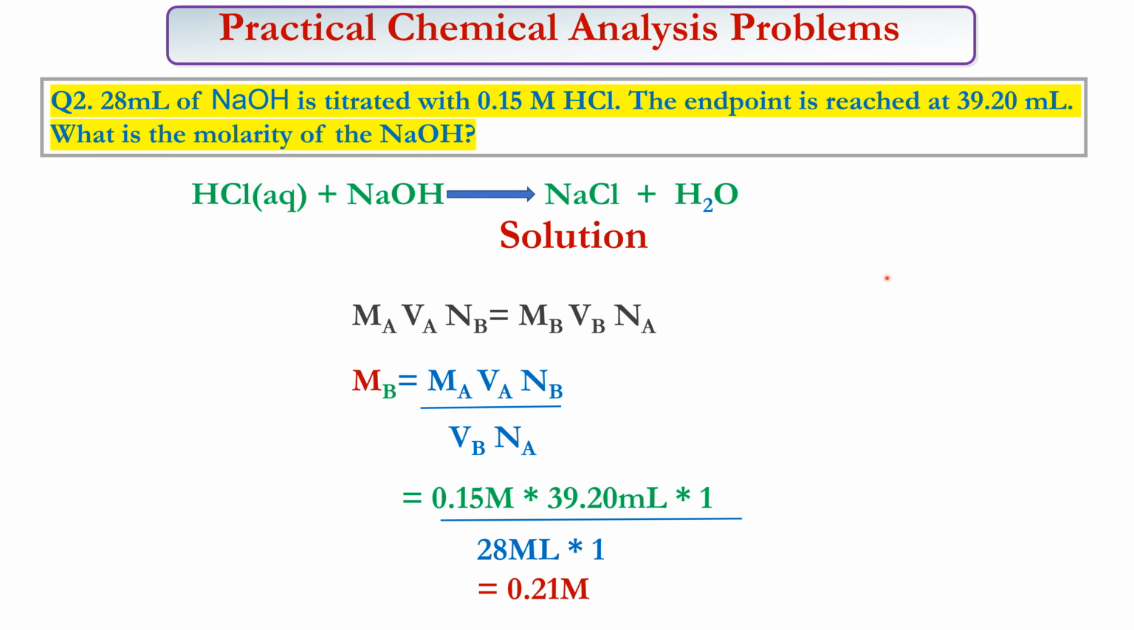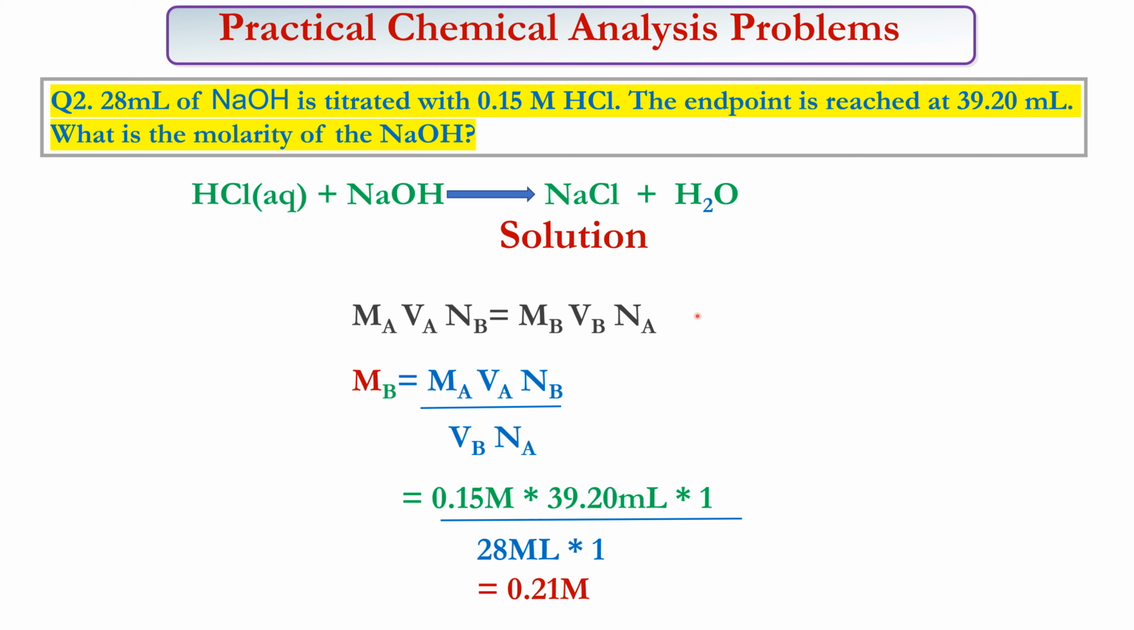Let's look at another example. 28 ml of NaOH is titrated with 0.15 mole HCl. The end point is reached at 39.20 ml. What is the molarity of the NaOH? This is the balanced equation for the reaction.